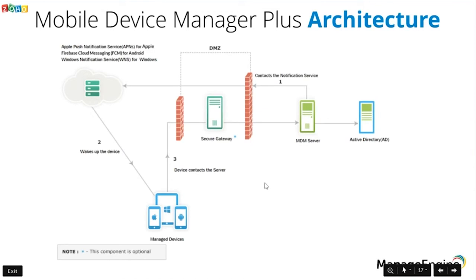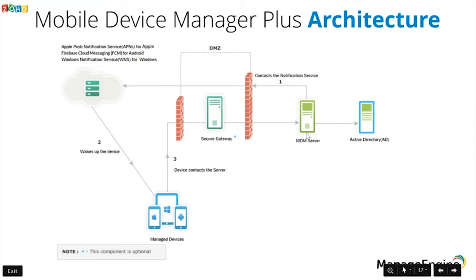To understand the architecture, let's take the example of an admin. As an admin, you want to install a particular application remotely on one of the user devices. In this case, you will initiate a command from the MDM console, which will be sent from the MDM server to the notification service. The notification service will use the device's unique ID or serial number to wake the device up. After this, the device will contact the MDM server and communicate with the MDM about the required app.